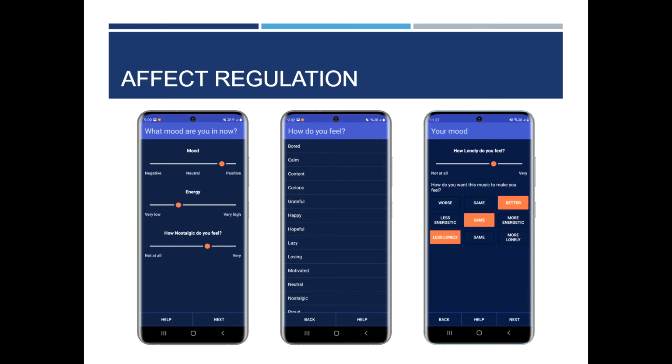Following this, they rate the intensity of that selected mood state. We also ask how they want to change these 3 measures, valence, arousal, and intensity, through their music listening, so maybe to feel more energetic or less lonely. We then measure the same 3 measures again at 5 minutes to see how they have changed, and how successful the listeners were in reaching their emotional goals.